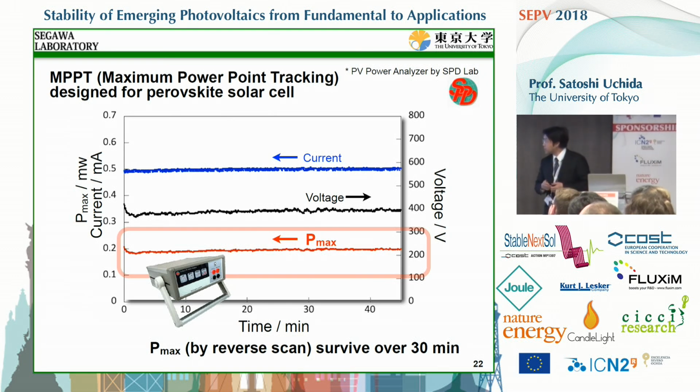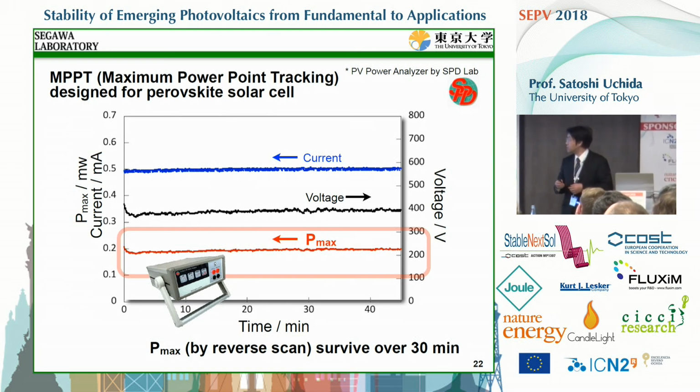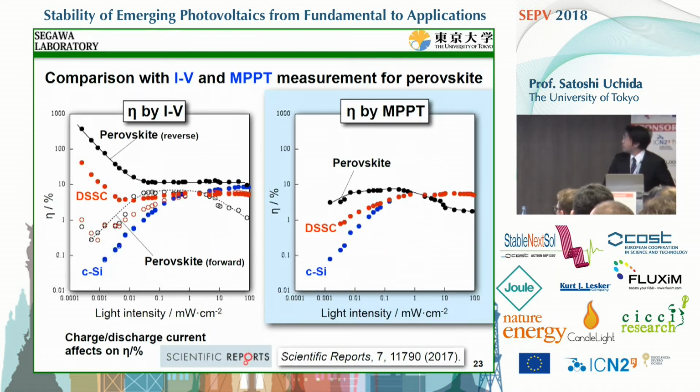So this is one example of time against performance. The Pmax, in this case in our machine, stabilizes within 1 minute and keeps the same Pmax for about 40 minutes. Okay, this is the final result in the comparison.